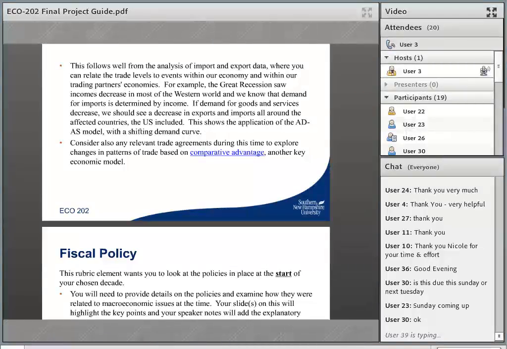And then you can also use this space to consider any relevant trade agreements during this time. I know a lot of you explored that in your discussion board post in week 6. So that's a way you can take advantage of some of that research that you already did and include that here. You can also talk about how that might match up with other models, like the comparative advantage concept. That's something you could bring in here too, related to trade agreements, or just something you want to talk about separately.